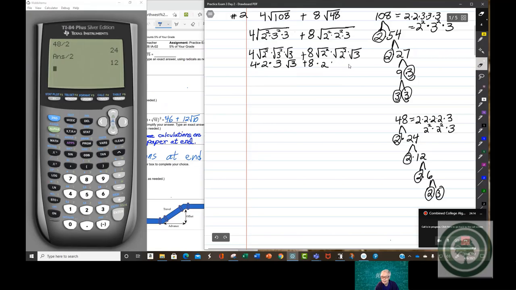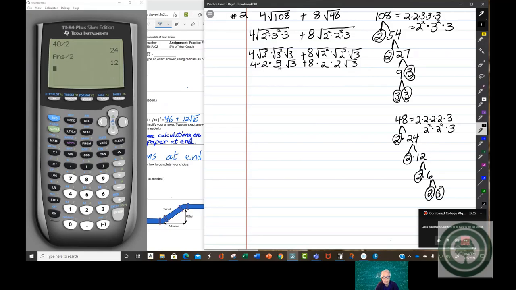It is so easy to do that. Don't do that. I say that and my cat starts running. Times 2 times the square root of 3.